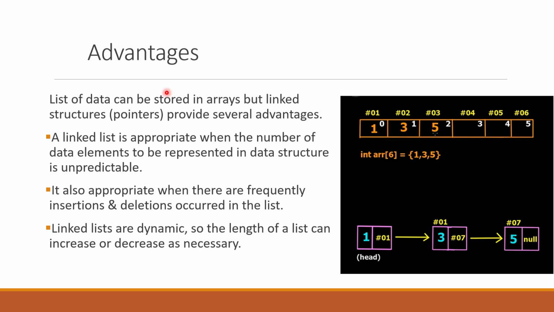Here are the advantages of linked lists over arrays. A linked list is appropriate when the number of data elements to be represented in the data structure is unpredictable. When we have no idea how many data elements we want to store according to our problem, then we have the option to use a linked list. It is also appropriate when insertions or deletions occur frequently in a list, and linked lists are dynamic, so the length of a list can increase or decrease as necessary.